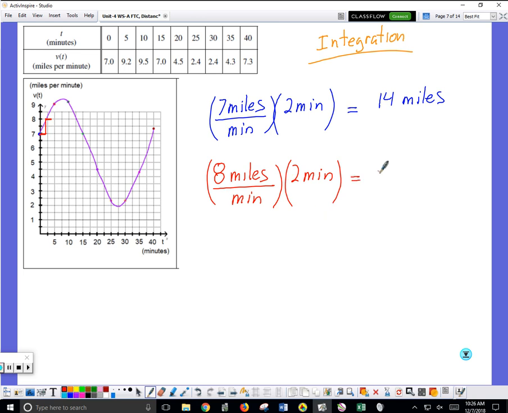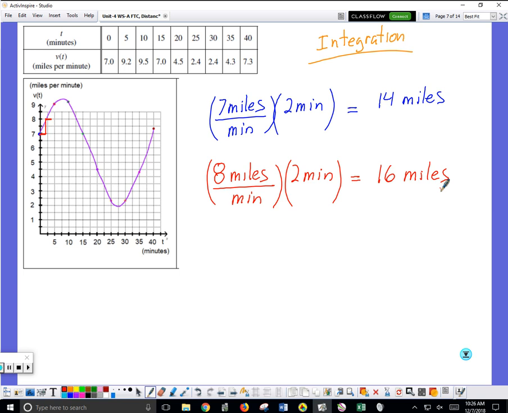I end up with 16 miles. So the change in the plane's position during the next 2 minutes. Questions, thoughts? Anyone need me to repeat? Elijah? So are we just making these numbers up? Kind of. So we're really reading the graph, but we're just kind of jumping.